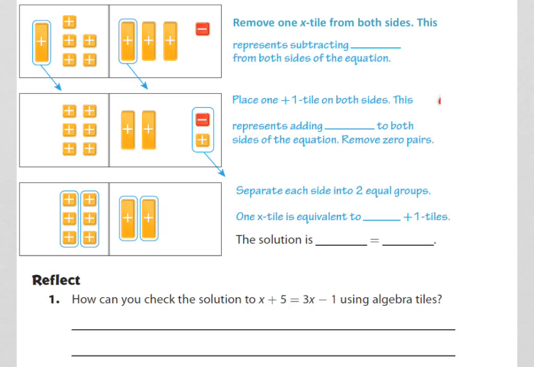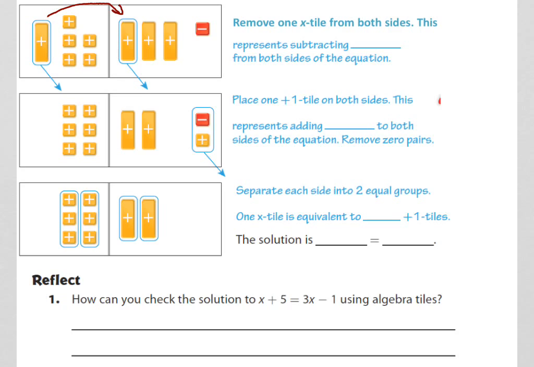Let's take a look at the second part of what we're trying to do. Here it tells us that we need to remove one x tile from both sides. And again, we're trying to constitute that zero pair. So I'm starting here. I'm not starting from the right. I'm starting from the left side, because remember I said I wanted to take that smallest x to the side with the largest amount of x.